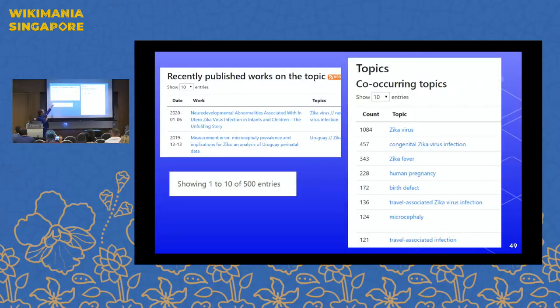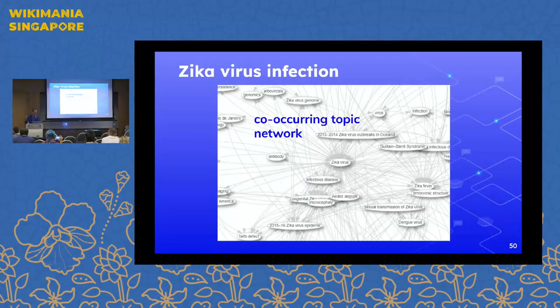You can get a list of the papers that are most recently published on the topic of this particular disease. Search for any disease. This is just an example. When someone's talking about this particular virus, what else do they talk about? Some of the things they talk about are pregnancy and birth defects. So this isn't just an infectious disease that affects adults. This is also affecting children, mothers carrying children. You immediately see that by just getting the profile out of the search engine.